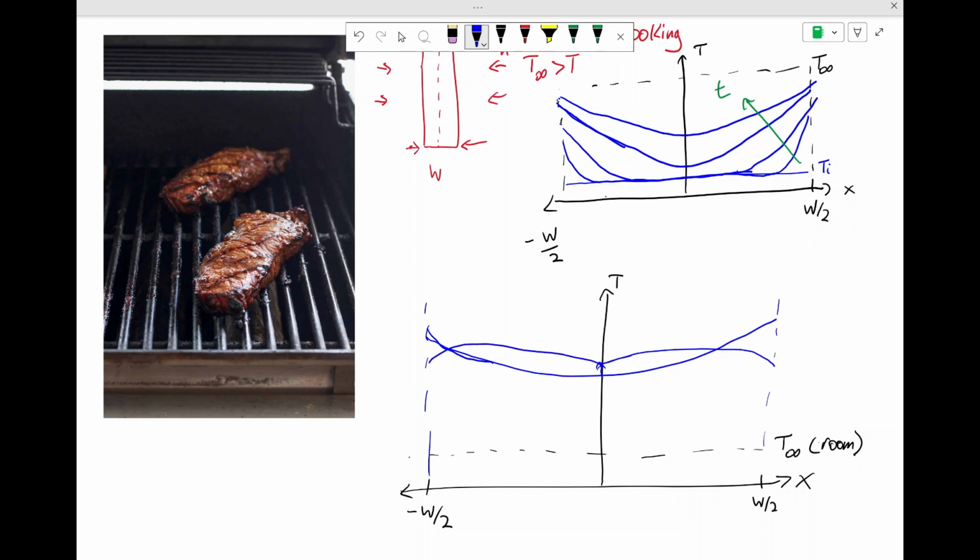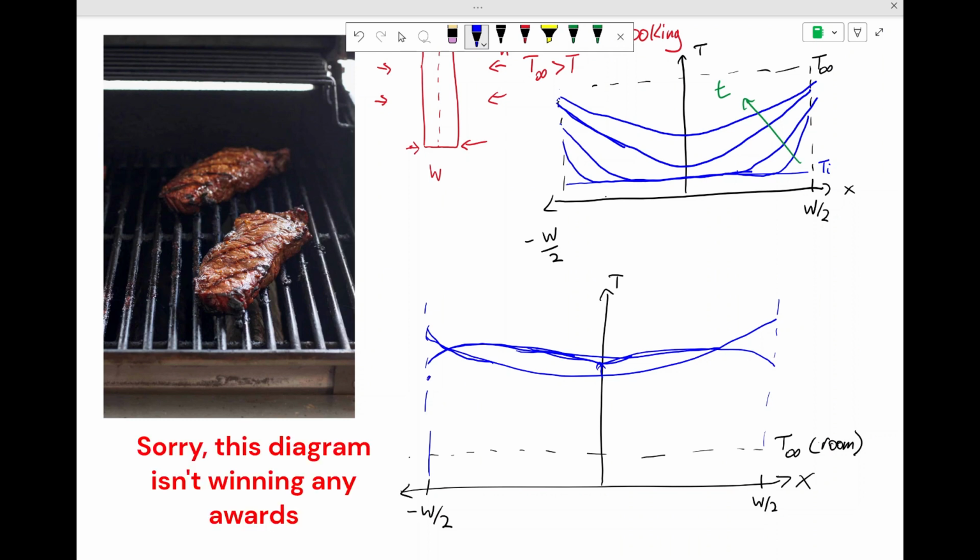And there's still a symmetry condition, so you're still going to have something like this in the middle. And then if you allow this to go a little further, your outside might get a little colder, but your inside might still work its way up.